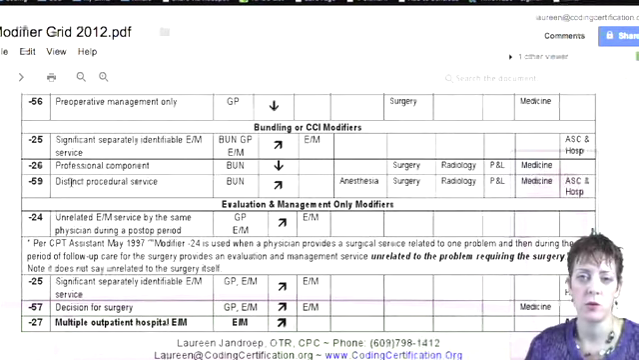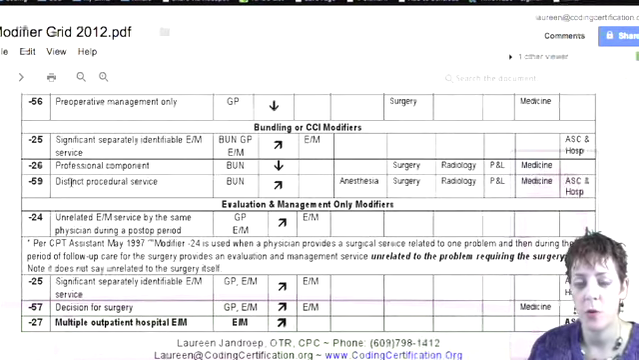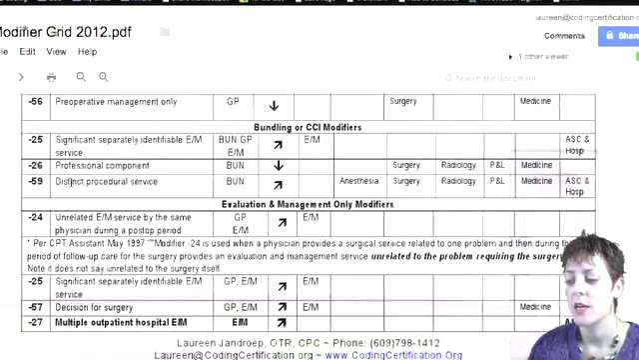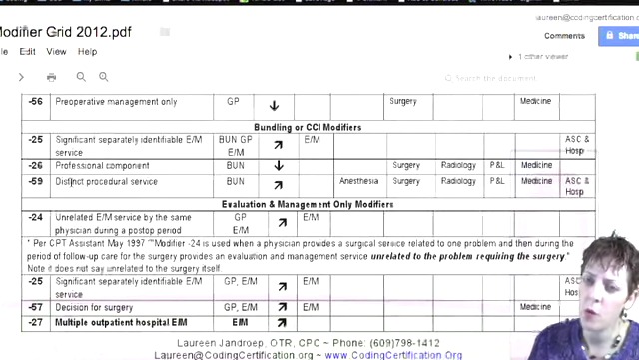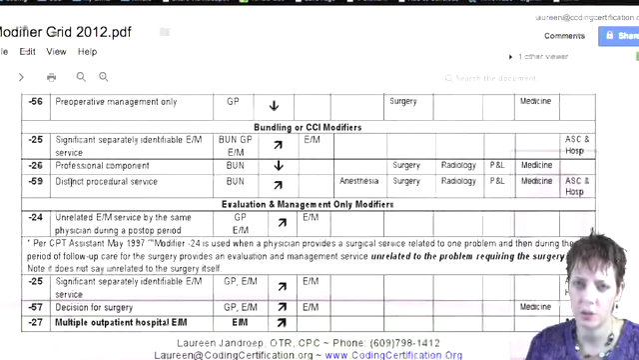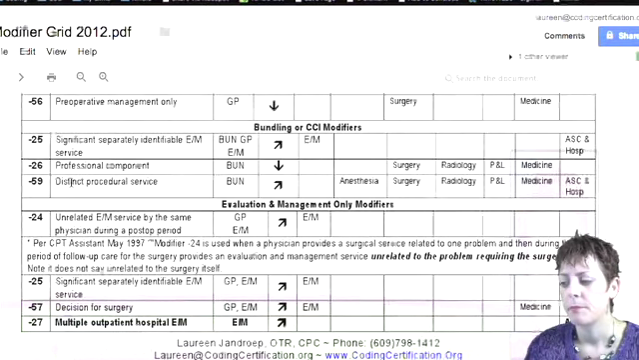I think her specific question was for intramuscular injections. If they did 2 intramuscular injections, should you put 59 on the second one? And the answer, I felt, was no, because if you see 2 separate injections, you wouldn't expect them to be bundled into each other. So 59 is to say, I know these are normally bundled, but in this case, they shouldn't be bundled.